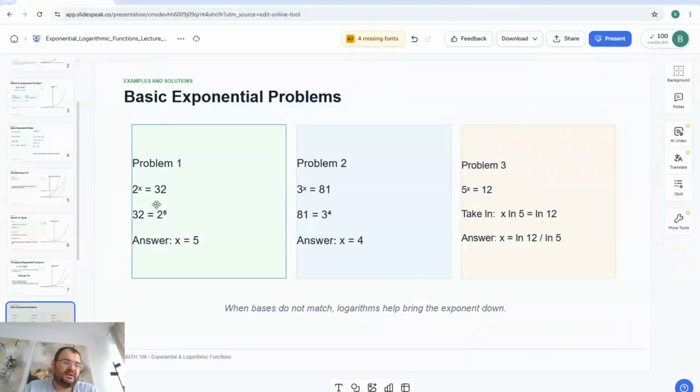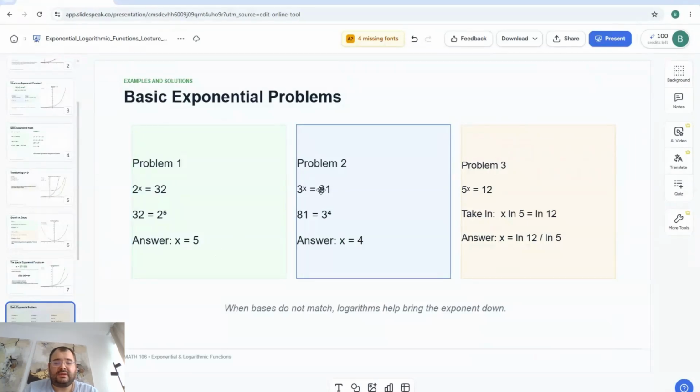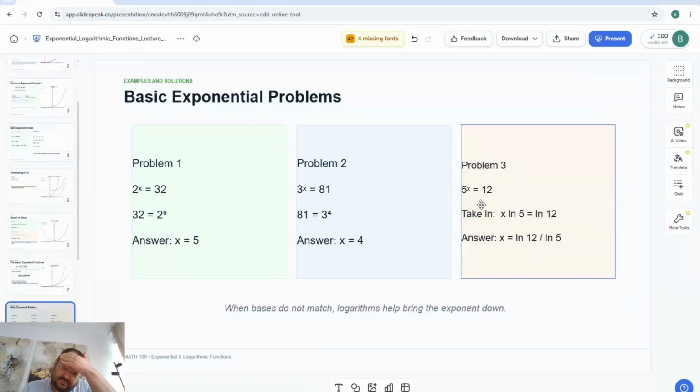So we have basic exponential problems here. 2 to the x equals 32: as we know, 32 is 2 to the 5, so x becomes 5. 81 is 3 to the 4, so x becomes 4. And in the third problem, we have 5 to the x equals 12. So we need to leave this x alone so that we can find what x is. We need to take the logarithm of both sides, or ln of both sides.